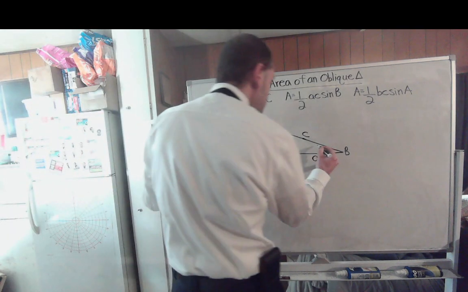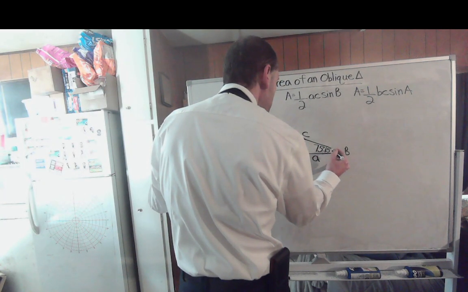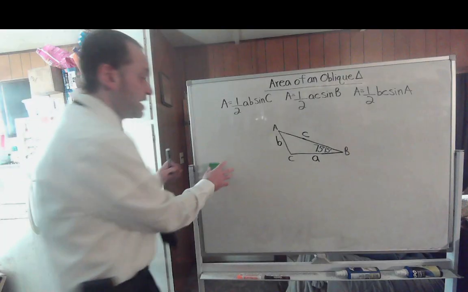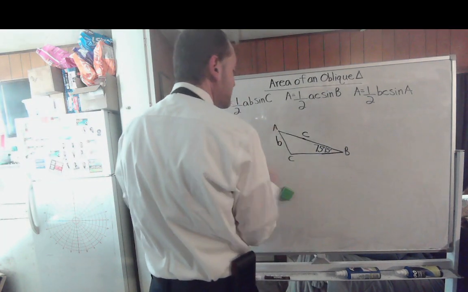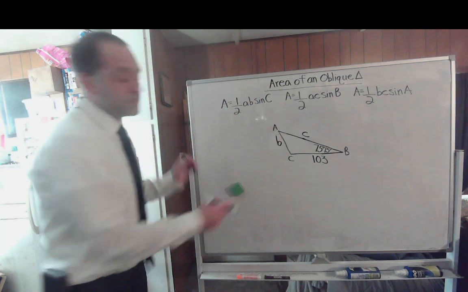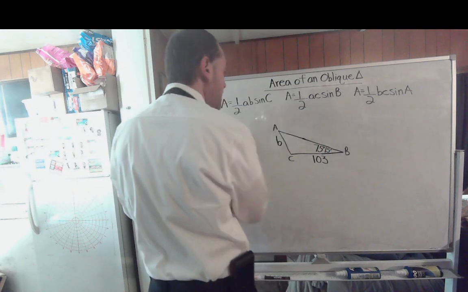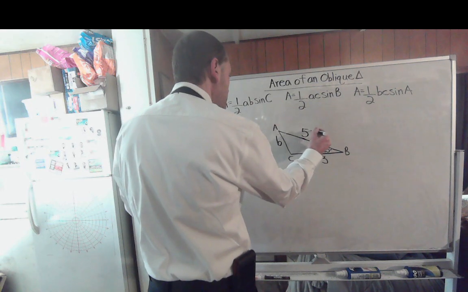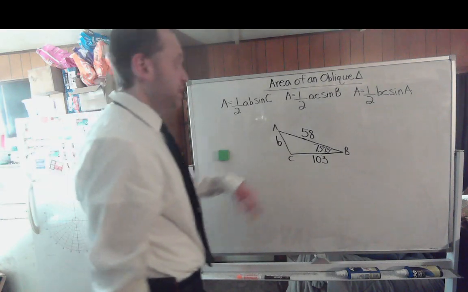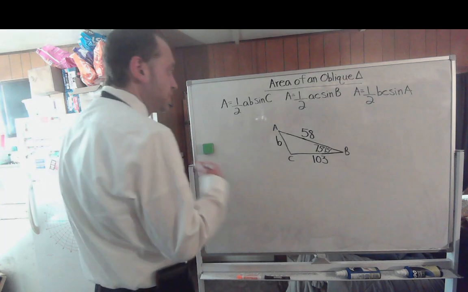Angle B is 75 degrees and 15 minutes. Side A has a length of 103. Side C has a length of 58. Alright. So we know sides A and C, and then we know angle B. So we can use the area equals half of AC times the sine of B.